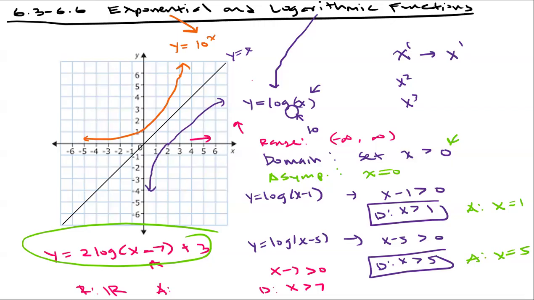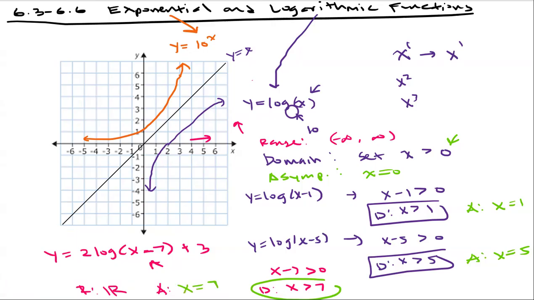Exactly. 7. Perfect. So whatever you get for the domain, right? The domain was x is greater than 7. So the asymptote will just be x is equal to 7. It's always the case. Every single time. It never fails. Again, if you have this type of function.